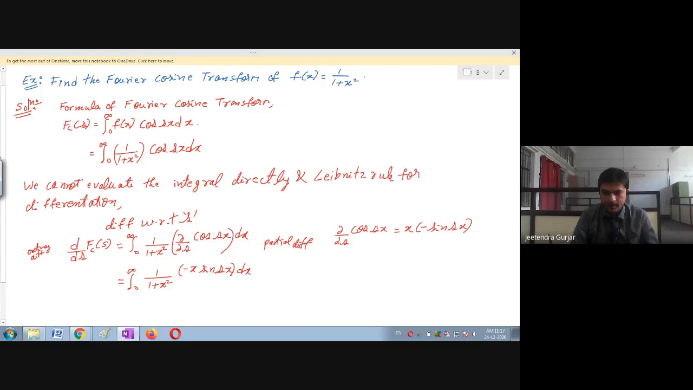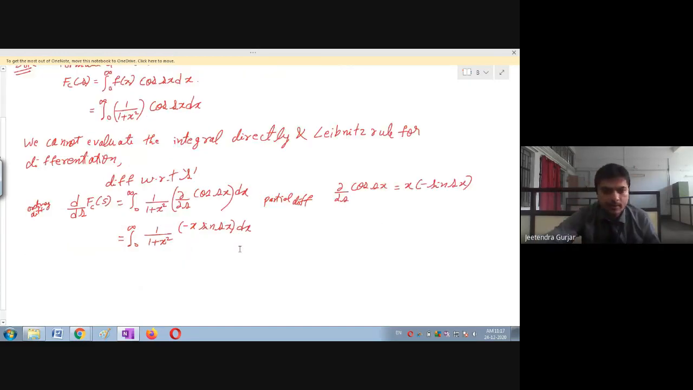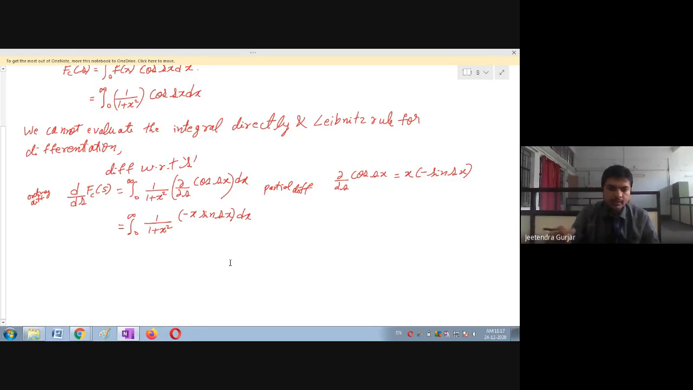Please remember this. Is it clear? So you have to modify this in such a way that you get a standard integral formula and then substitute that value. Now I'll simplify this. This is equal to minus, I will take it outside.